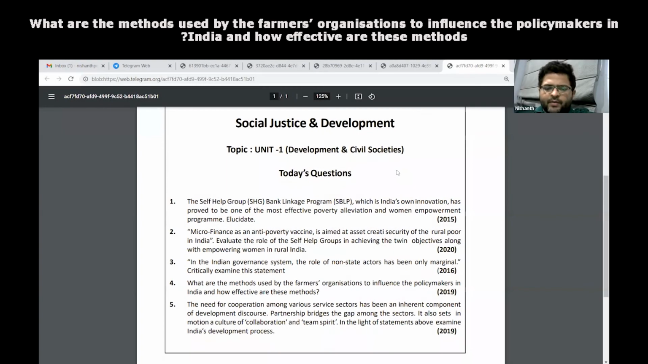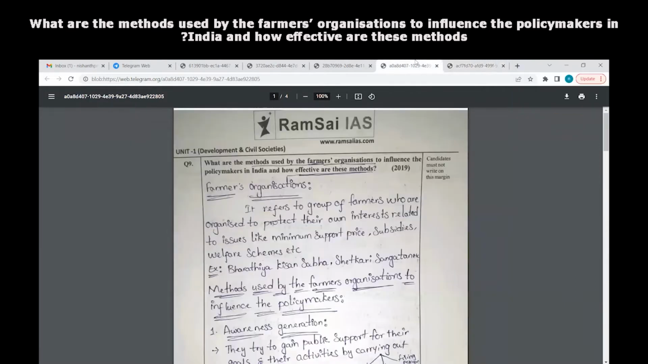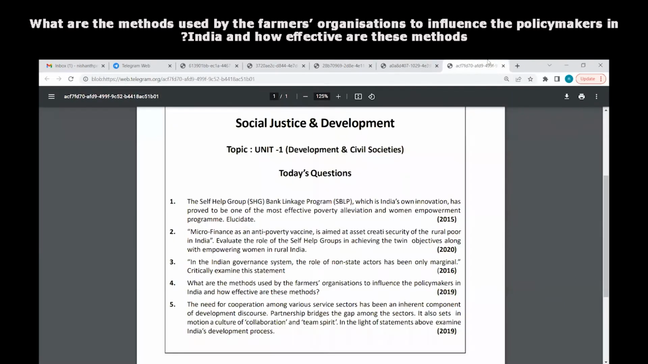Fine. What are the methods used by farmer organizations to influence policy makers in India, and how effective are these? Again, I think the fourth question is just a subset of the third question. Is everyone agreeing to it or not? Yes, sir.